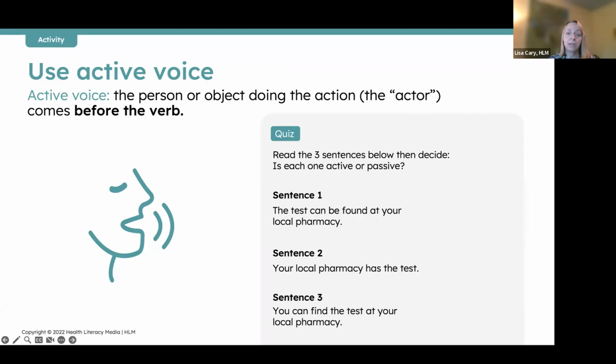All right, so that first one is passive: the test can be found at your local pharmacy. Who's finding the test? You don't know. The second sentence, your local pharmacy has the test. You know what's going on. Local pharmacy is the actor, and "has" is the action or verb. Sentence 3 is also active: you can find the test at your local pharmacy, you being the actor.